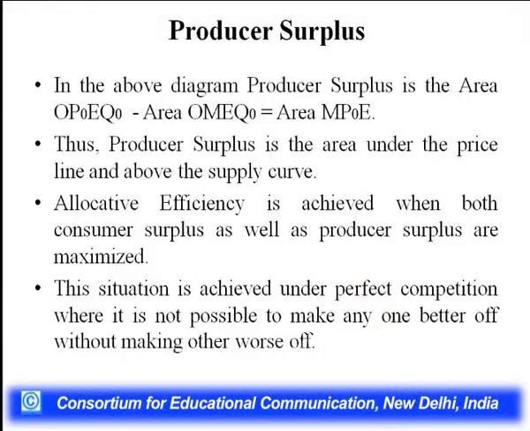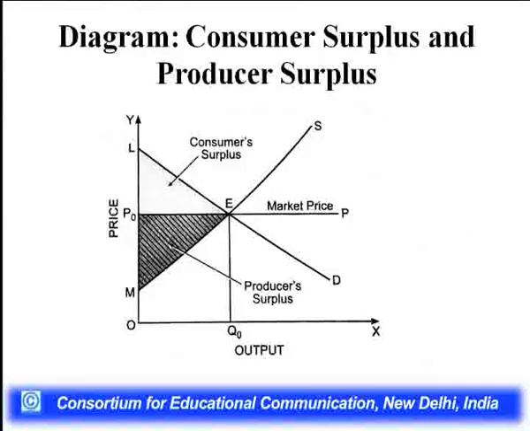In the above diagram, again, producer surplus is the area OP0EQ0 minus area OMEQ0, which is equal to area MP0E, and we can see in this diagram that this area MP0E, also mentioned by the arrow mark as producer surplus, is the area above the supply curve and below the market price. So, these are the two important applications of the demand and supply analysis.